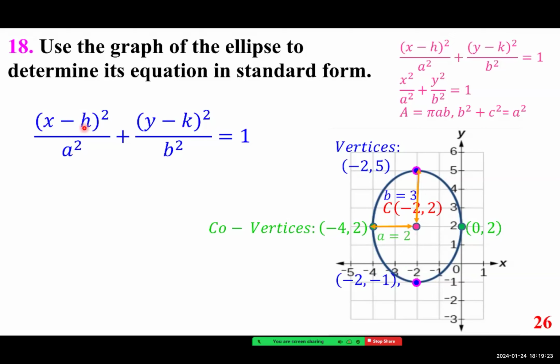Now, replace the h and k with the center. So x minus negative 2 makes it x plus 2 quantity squared over A squared, which is 4, plus y minus k quantity squared, y minus 2 quantity squared over B squared, 3 squared, or 9. And that's the equation.